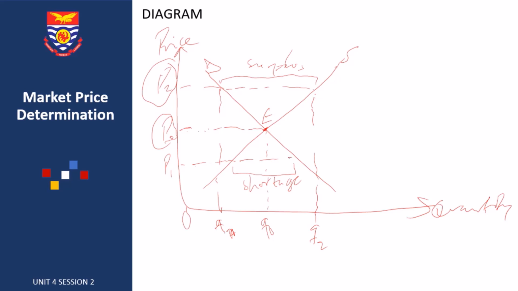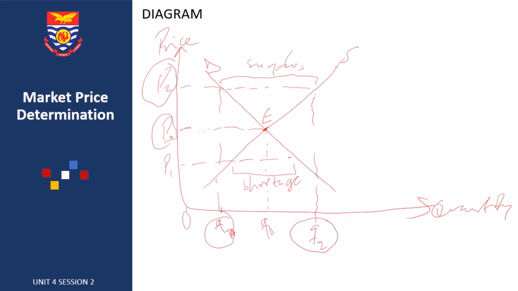In situations like that, there is either excess supply or surplus, when quantity supplied is greater than quantity demanded. So anytime the quantity supplied, like Q2, is greater than the quantity demanded, here we can see that Q2 is above Q1, so we can say there is surplus.